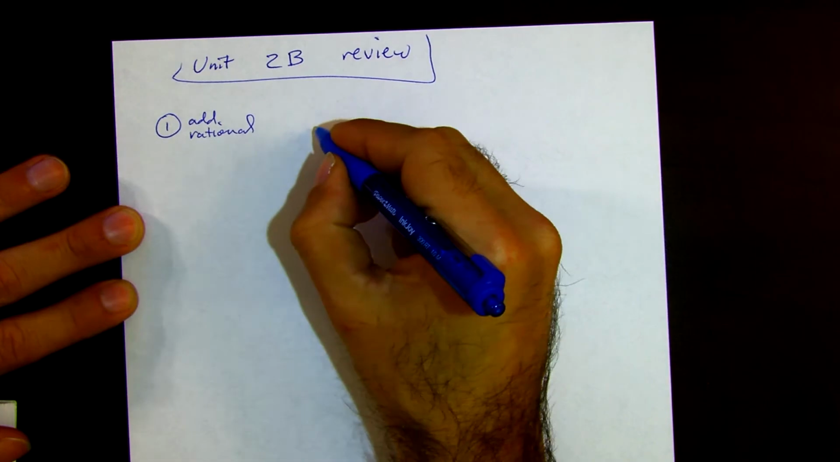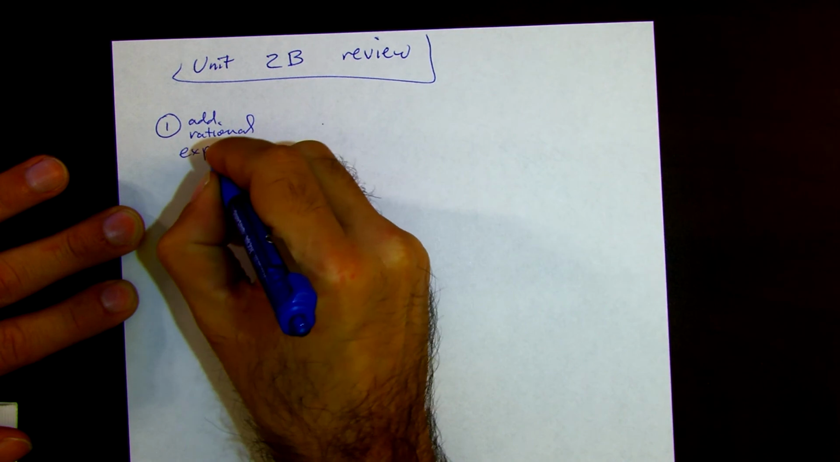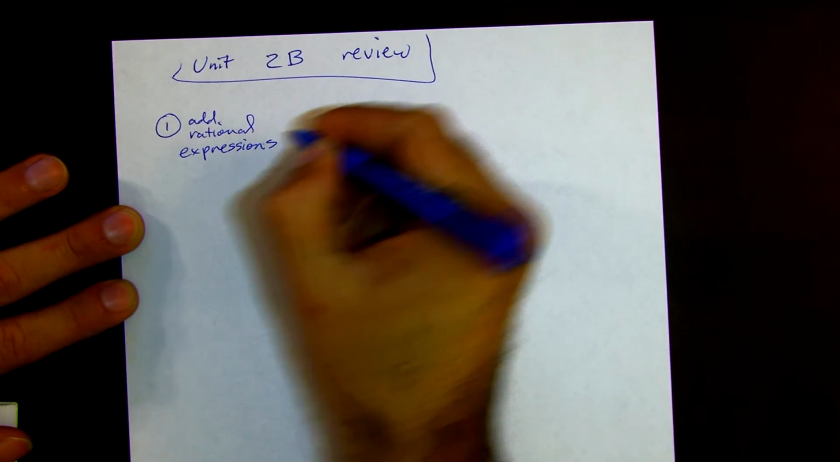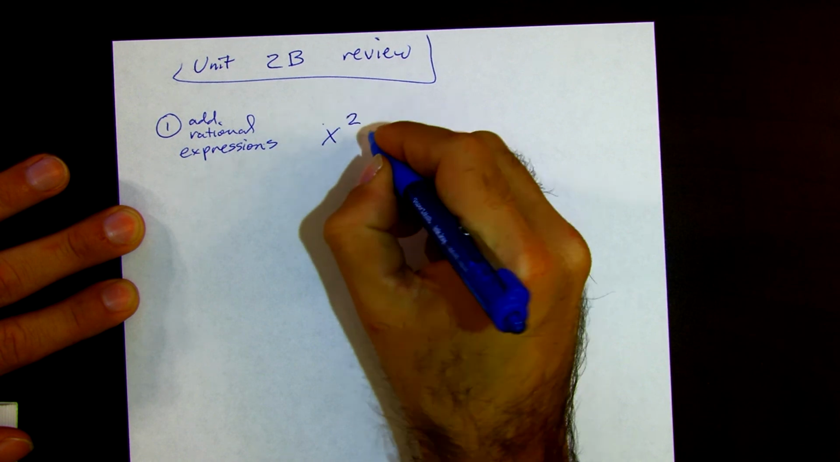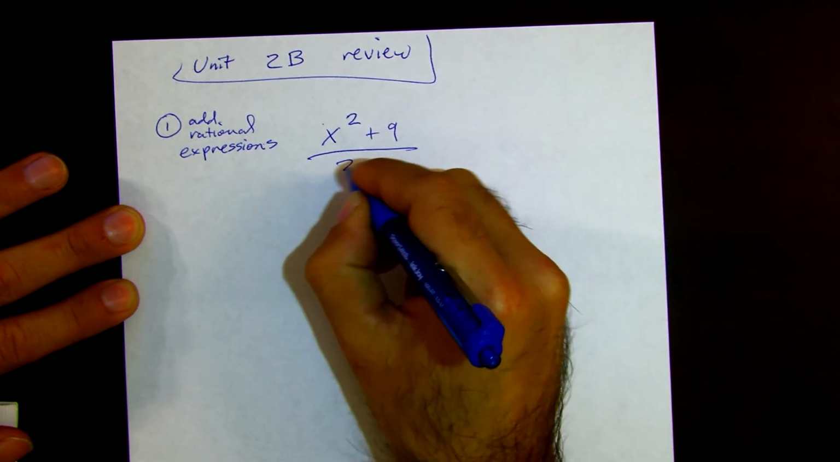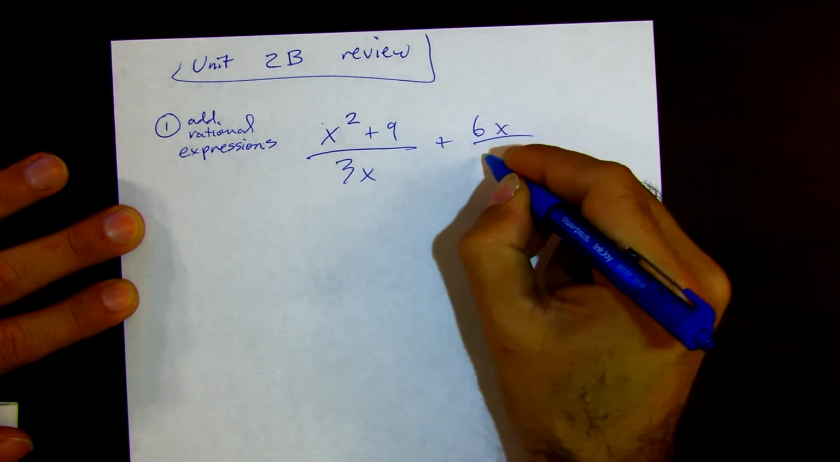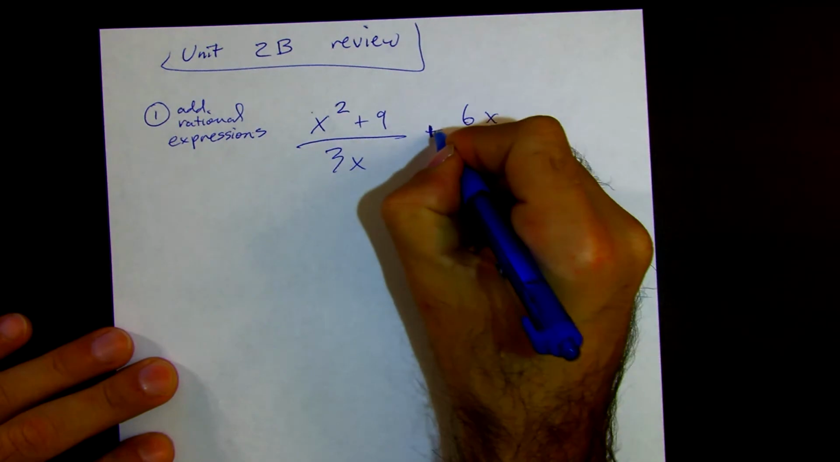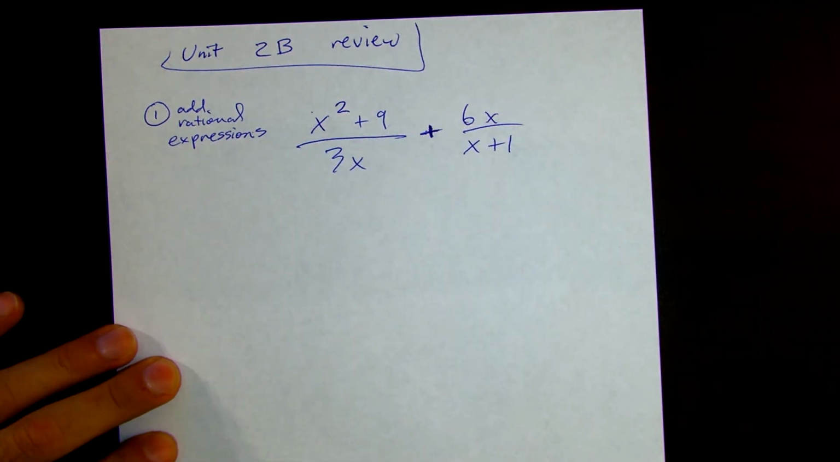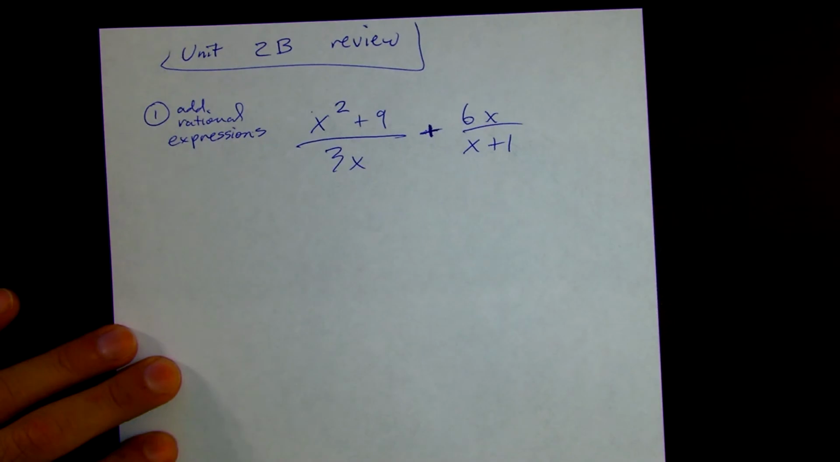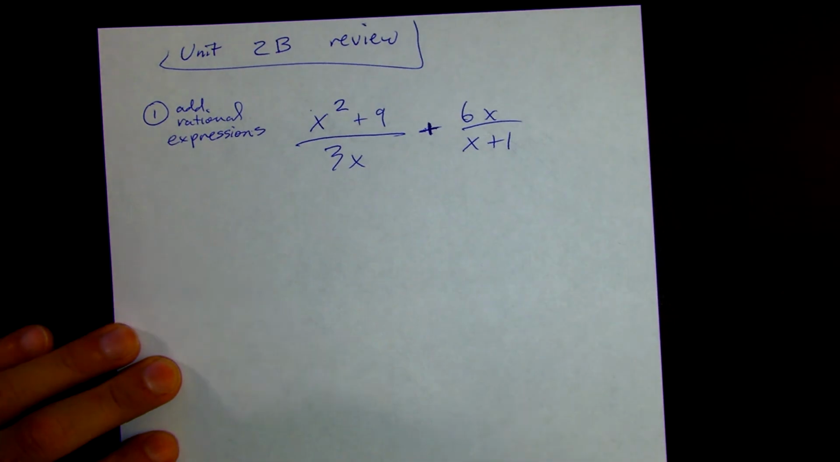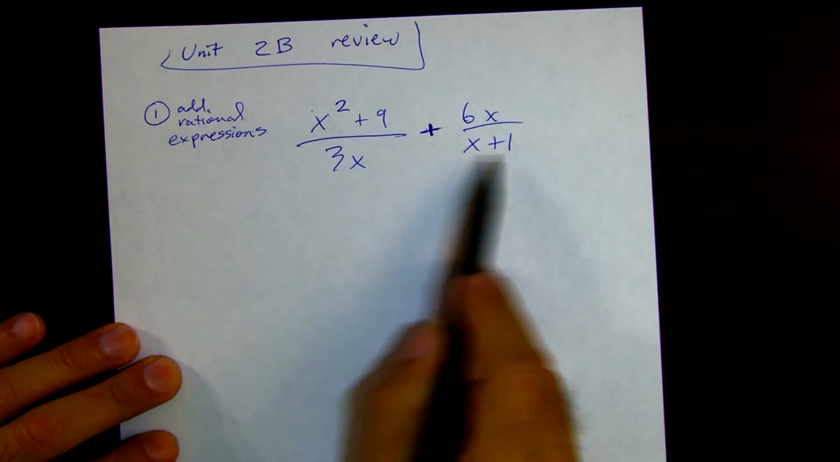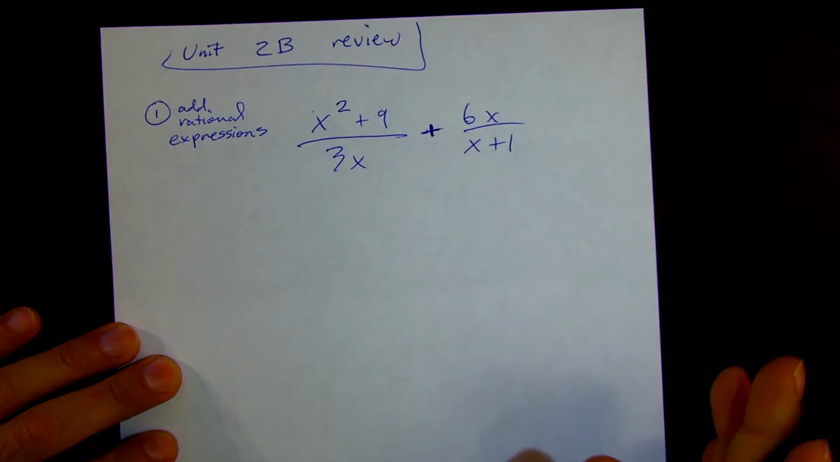Okay, so expressions. I'm not going to write this out every time. All right, so look, here's our problem. X squared plus 9 over 3x plus 6x over x plus 1. Okay, so the main thing with this is, you want to see, all right, it's addition. Remember, with addition or subtraction, you have to have a common denominator. The easiest way to find a common denominator is to look at the two denominators, and if you multiply them together, you know that you have a common denominator.